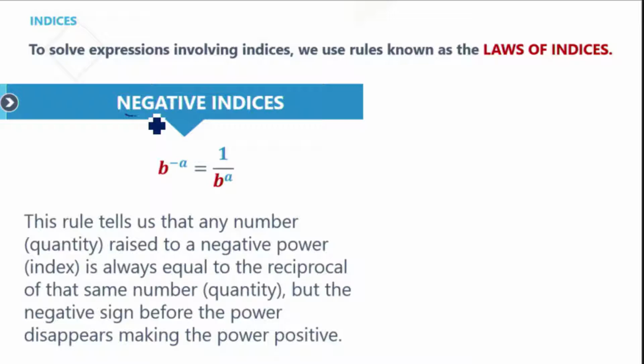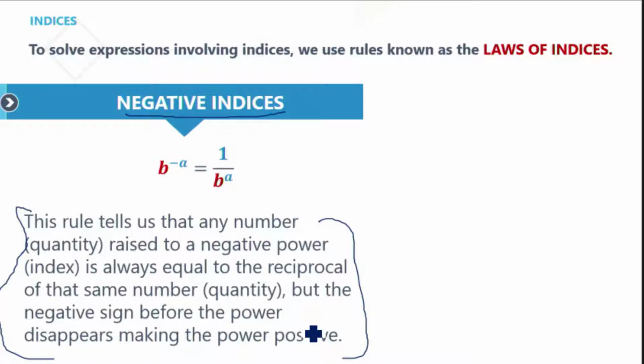As you can see on your screen, negative indices, or you can call it negative powers. Let's look at what this rule says. This rule tells us that any number or quantity raised to a negative power or index is always equal to the reciprocal of that same number or quantity, but the negative sign before the power disappears, making the power positive.